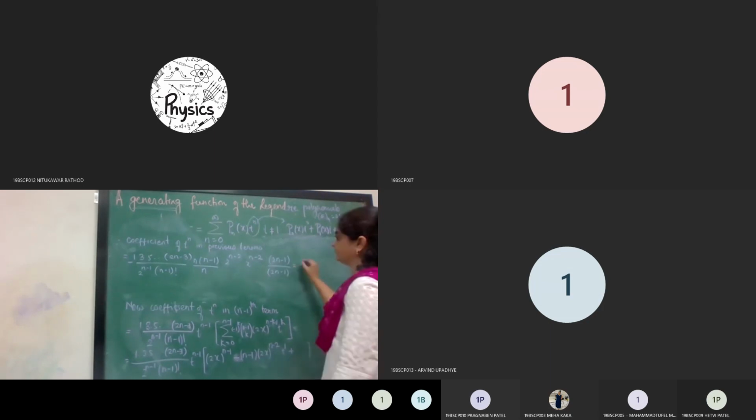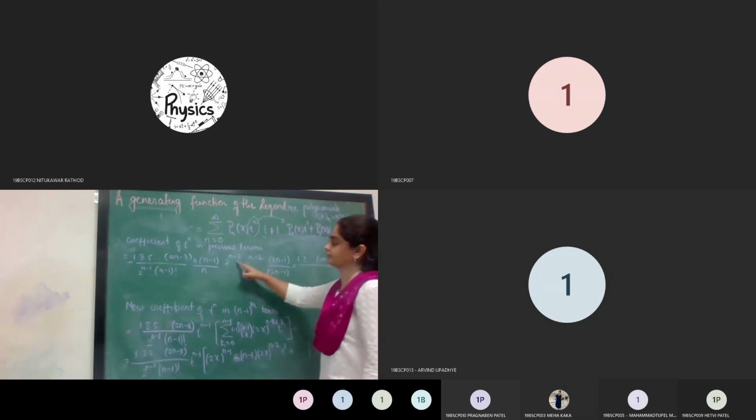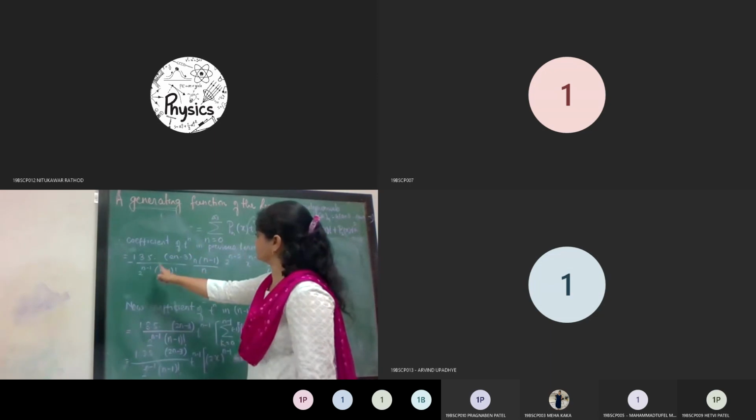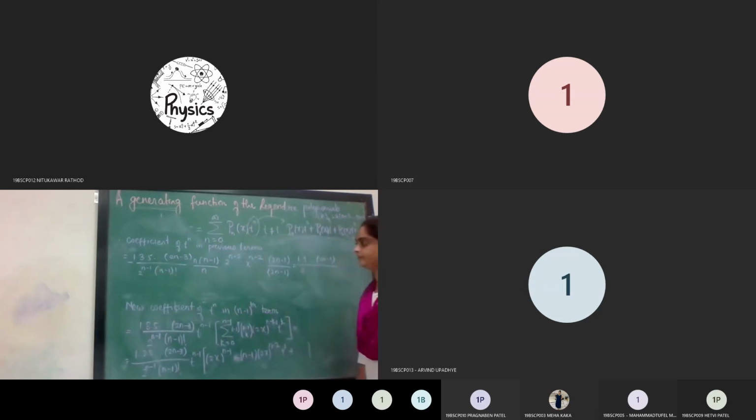So that simplified version I will write it here. It is 2 raised to n minus 1, here it is 2 raised to n minus 2, so when n cancels, 2 raised to n minus 1, you will have 2 in the denominator over here. Then you will have n minus 1 factorial here. Here will come n into n minus 1 upon, already you have n, and x raised to n minus 2.